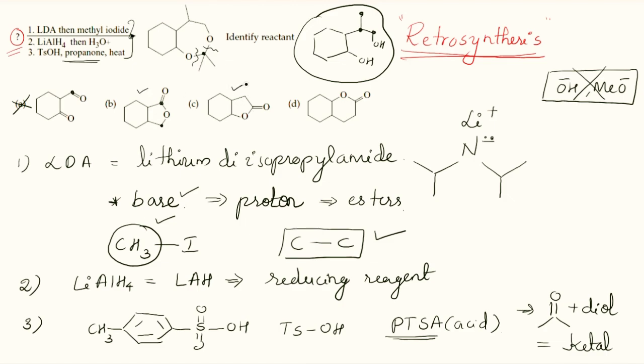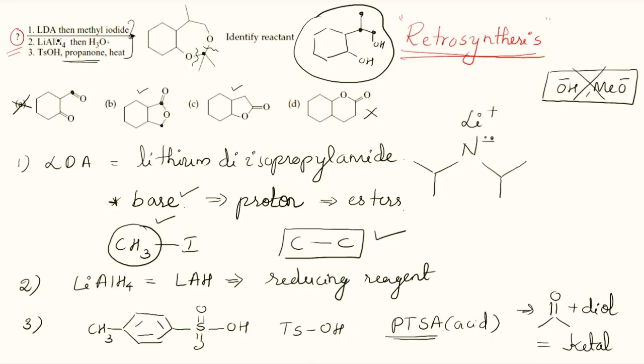Same here also. This could be the reactant. But here 1, 2, 3 and methyl iodide, 4 carbons will be there. Not possible. So our reactant has to be either B or C. And you have already eliminated A and D. Now the job is very simple.